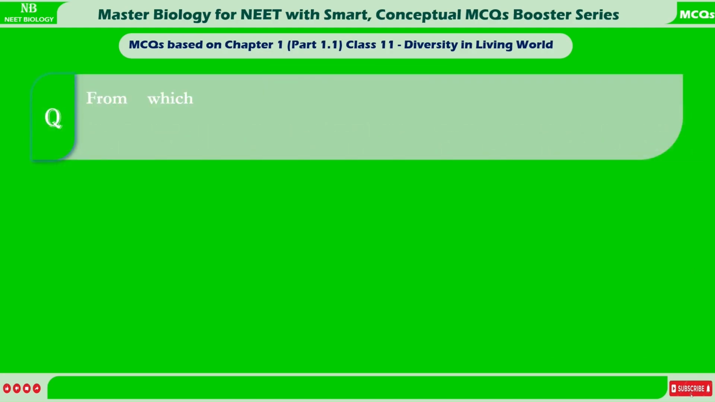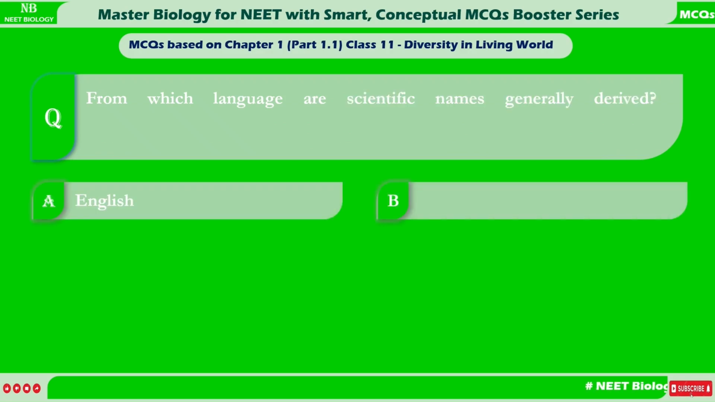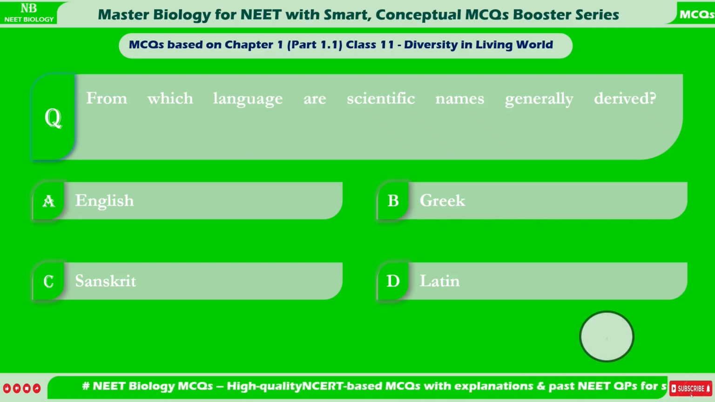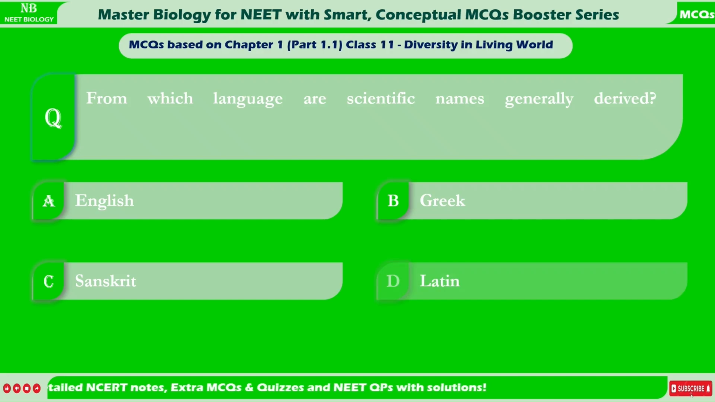From which language are scientific names generally derived? A. English. B. Greek. C. Sanskrit. D. Latin. Correct answer is D. Latin.